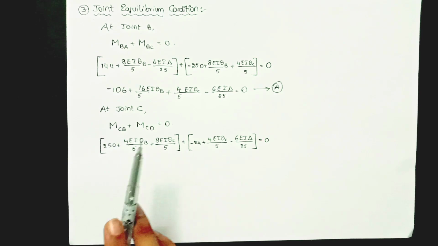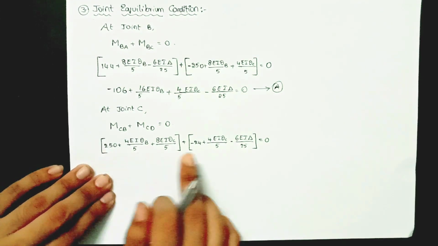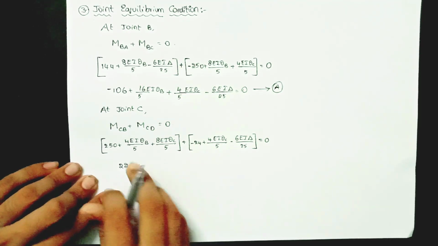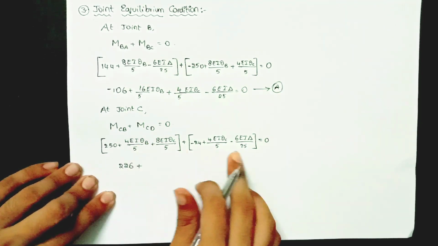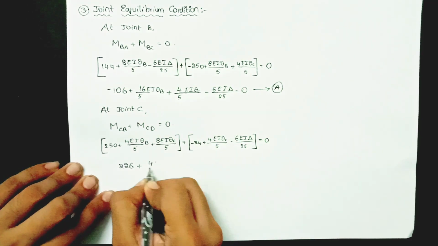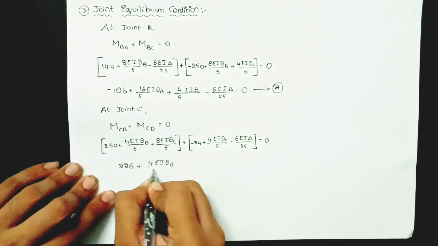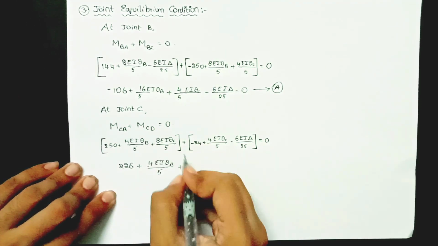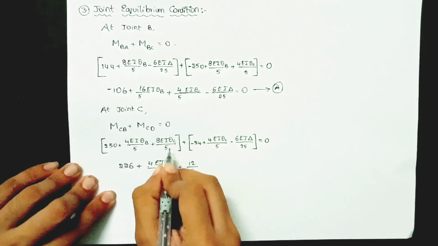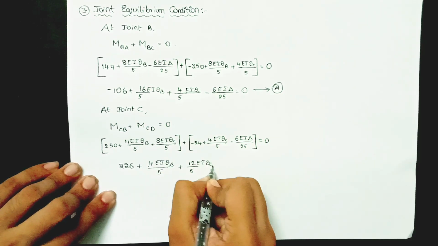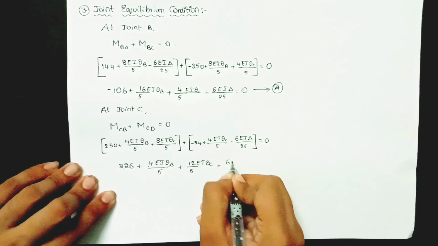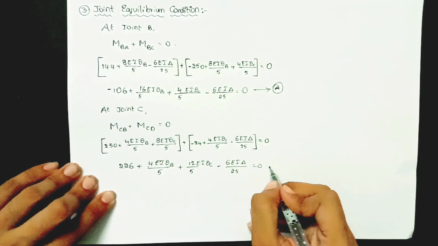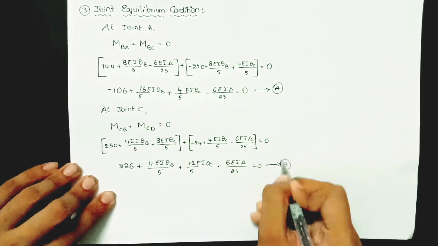Now add these both values. 250 minus 24 is 226, plus 4 EI theta B by 5. There is no theta B term here. So again 4 EI theta B by 5, plus 8 by 5 plus 4 by 5, 12 by 5 EI theta C. This is the EI theta C term, and there is no delta term, so it will be as it is. So consider this as equation B.